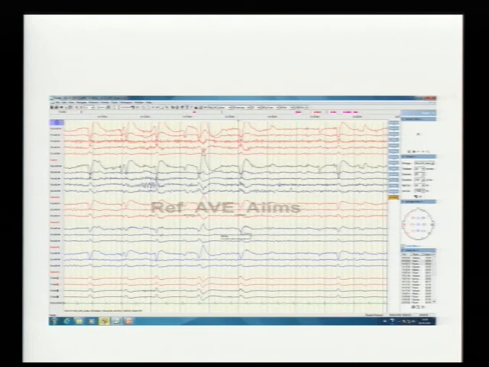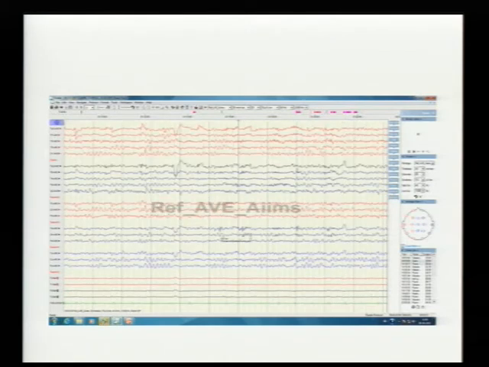And interictally, she has these rhythmic discharges which are coming from T4, T6, and she has interictal spikes with highest amplitude at F8. So if you find this kind of picture, you can be more or less certain that these seizures are coming from the anterior mesial temporal lobe.